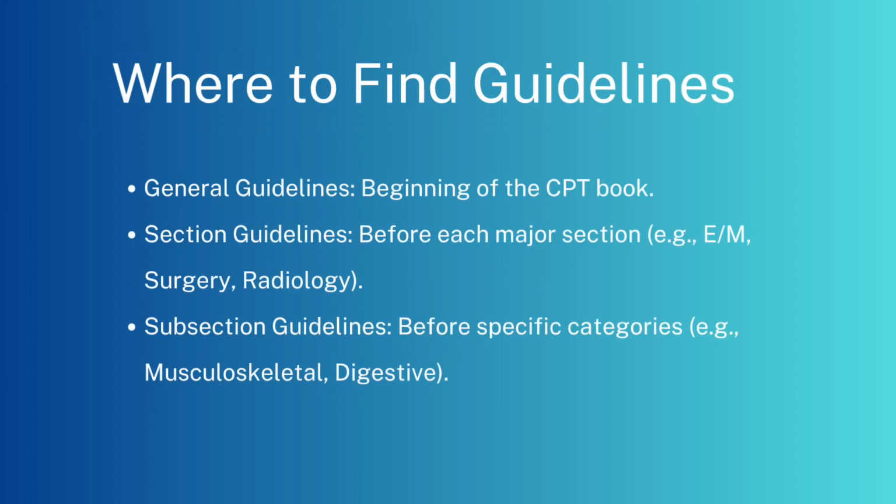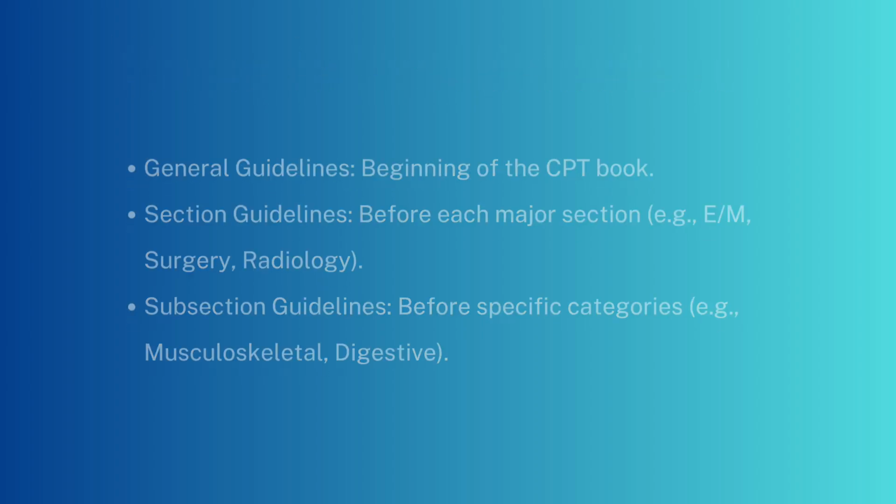You'll find CPT Guidelines in 3 main places. General Guidelines at the beginning of the book. Section Guidelines, like those before the radiology or surgery chapters. Subsection Guidelines, such as those for the musculoskeletal system. Before coding any section, always read these.